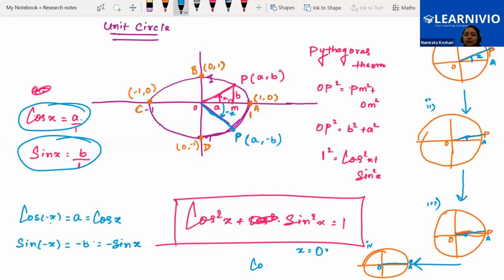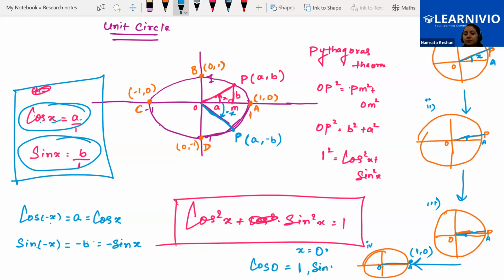And now the coordinate at the point A, which we discussed at first. What is the coordinate at point A? The coordinate at point A is 1, 0. Now here we have one result which we will be using every time. Cos x means x coordinate, that is A, and sin x means y coordinate, that is B. So can we say cos 0 is the x coordinate, that is 1, and sin 0 is the y coordinate over here, that is 0? Can we say?